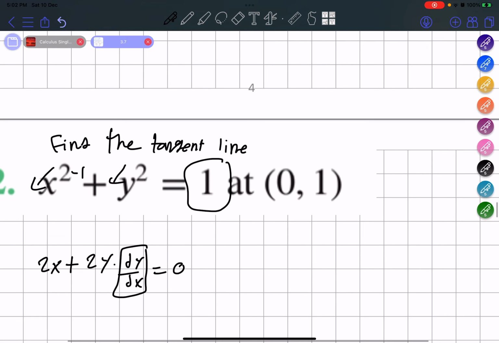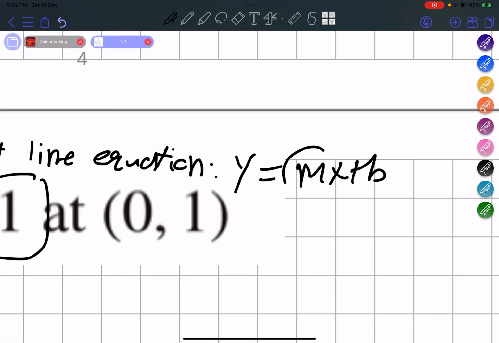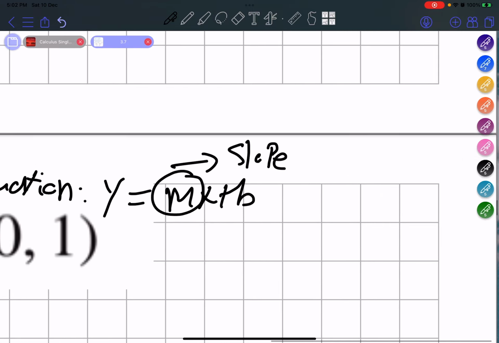First of all, what is the tangent line? What is the equation of the tangent line? The tangent line equation is y equals mx plus b, okay? Now what is m? m is the slope, aka, in calculus we say derivative, so we write derivative, okay?